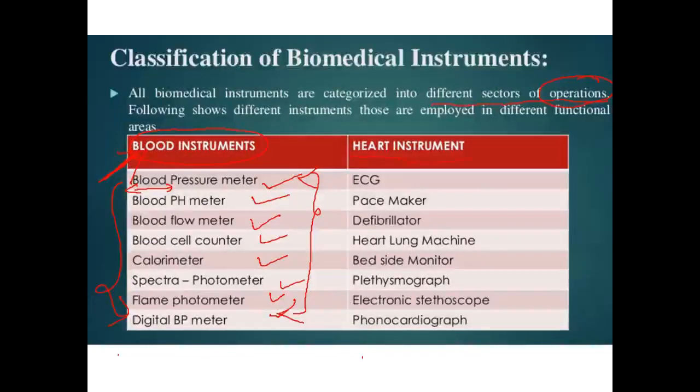Similarly, take the heart. Varieties of disorders, varieties of diseases can be found in the heart actually. So there are many types of instruments that are helpful to detect the dysfunctioning of the heart at the very earliest stage. Some of the instruments are also helpful for the proper functioning of the heart, right?